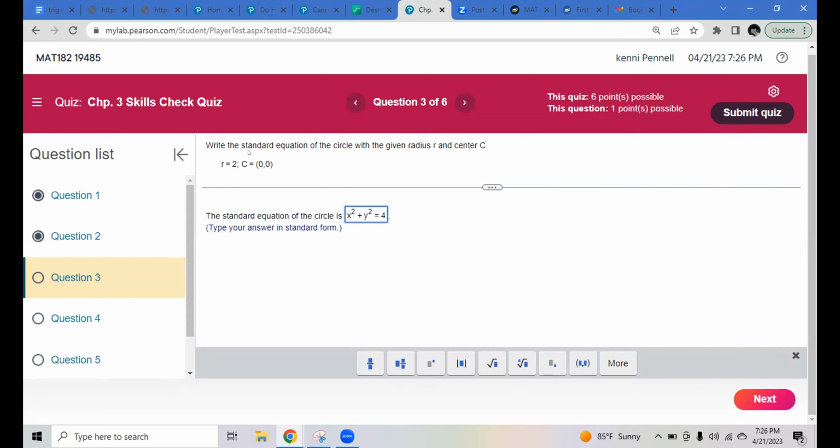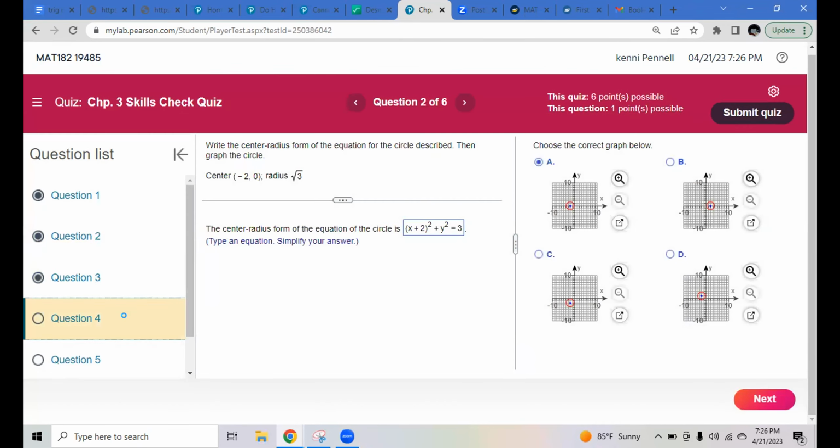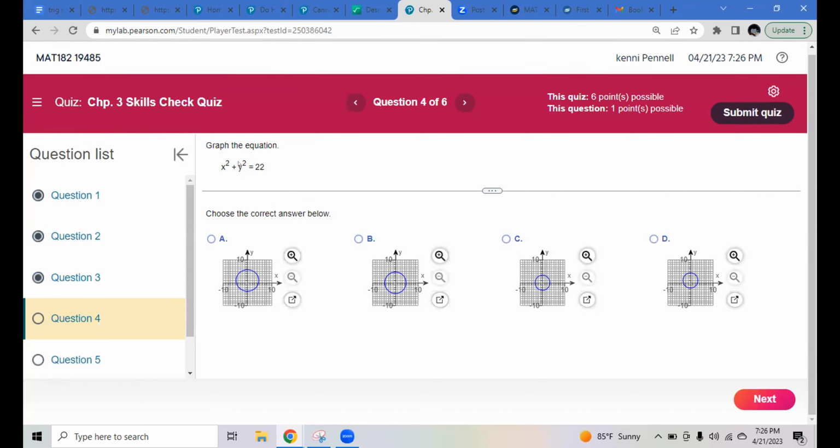Mm-hmm. What would I do if it wasn't a 0, 0? That's what we did in the last problem. You have to use the full formula, x minus h squared plus y minus k squared. Okay. This is going backwards. This is like giving you the equation saying which circle is correct. And this one is centered at the origin.